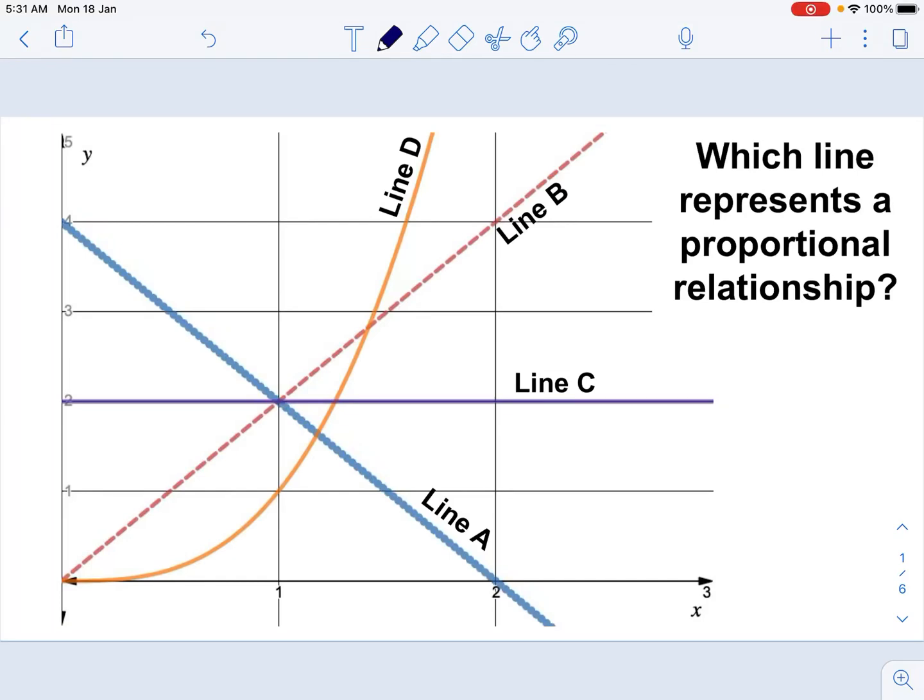We're going to go through 6 questions here, just meant to help you get ready for our summative next class. So, question number 1, which line on this Cartesian plane represents a proportional relationship?